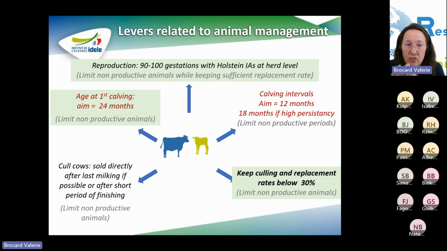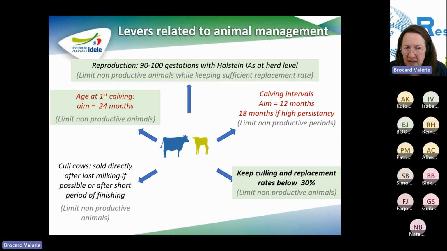So the first one is to decrease the number of AIs with pure Holstein semen. We are only performing 90 to 100 gestations with Holstein AIs. All the other AIs are made with beef crossbreds, and the calves are leaving the farm when they are 3 weeks of age. So the idea is to limit the non-productive animals, but we still need to keep a sufficient replacement rate for the dairy herd. The idea is to keep the culling and replacement rates below 30%, which is not always easy when you want to make batches of animals for experiments.